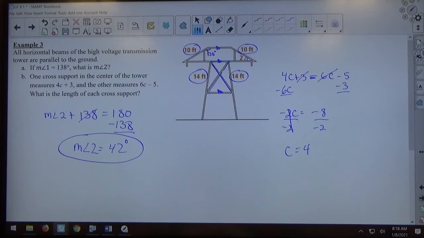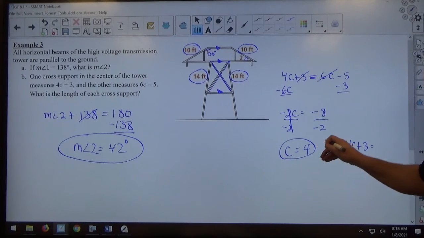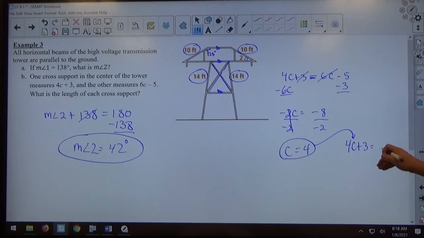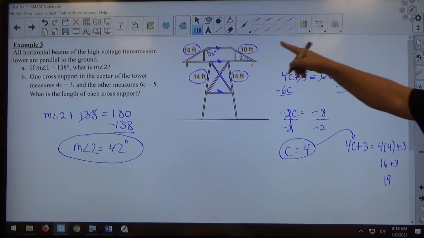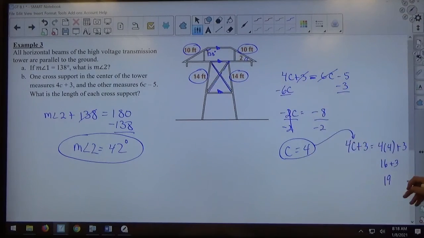Now it says what's the length of each cross support. The actual lengths are 4c plus 3 and 6c minus 5. So if c is equal to 4, and I do a substitution here, I'm going to get 4 times 4 plus 3, which is 16 plus 3, which is 19. And it's all feet, right? 10 feet, 10 feet, 14 feet, 14 feet, so 19 feet.